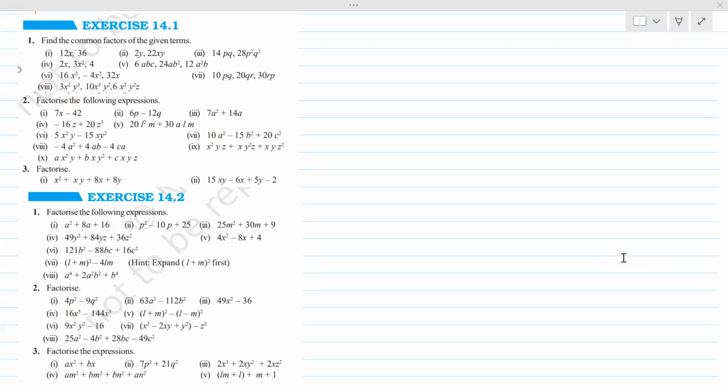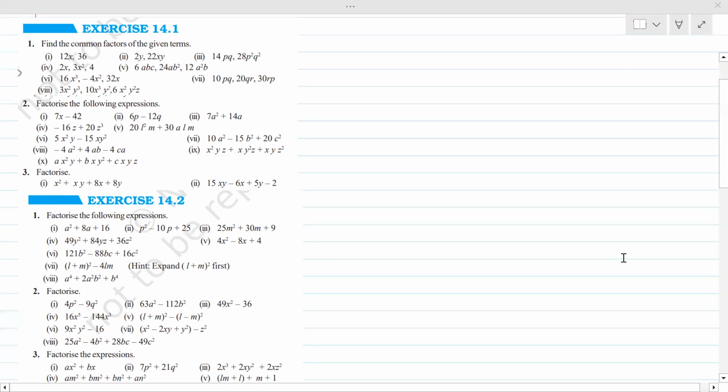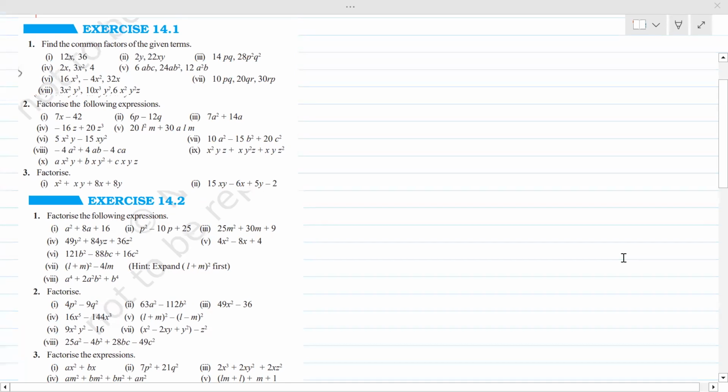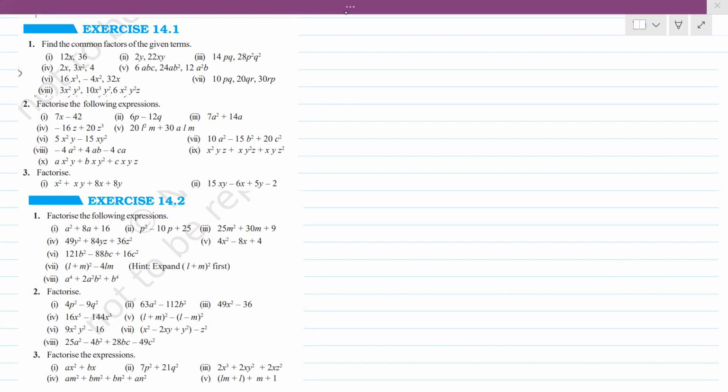Hello students. So this is chapter 14, Factorization, and we will see the solutions from the NCERT book. We will see the solutions of the questions, but because there are many parts in many of the questions, we will just do like 4 to 5 parts, so that you can understand how you can solve it, and then we will just leave it like that.